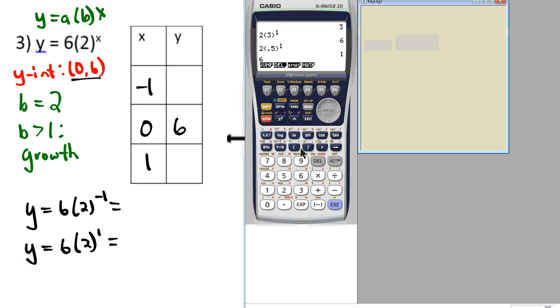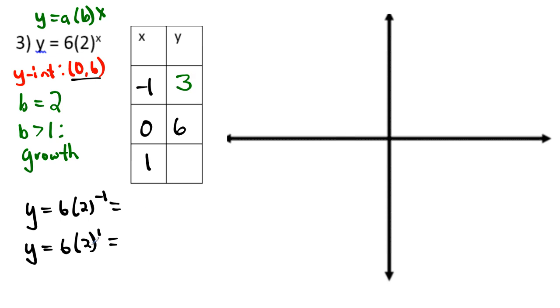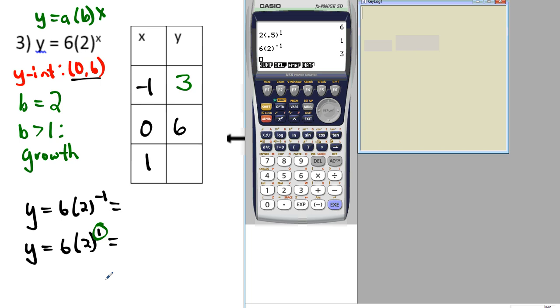So it's 6 parentheses, 2 parentheses. We're going to raise it first to a -1. Enter that out. We get a 3. Now do the other one for a +1 here and see what this one produced. So I'll go to my calculator, type it in again, or edit the one above, and raise this now to a +1, which I don't need a calculator for because 2 to the 1 power is 2, and 2 times 6 will make it now 12. So we're going to put 12 here.